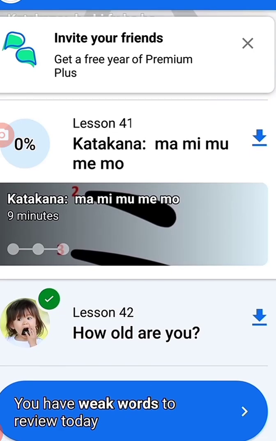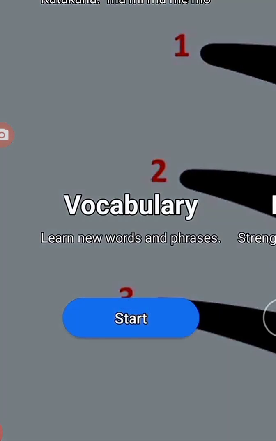Katakana ma, mi, mu, me, mo. 9 minutes. Hope it's just 9 minutes. Vocab start.